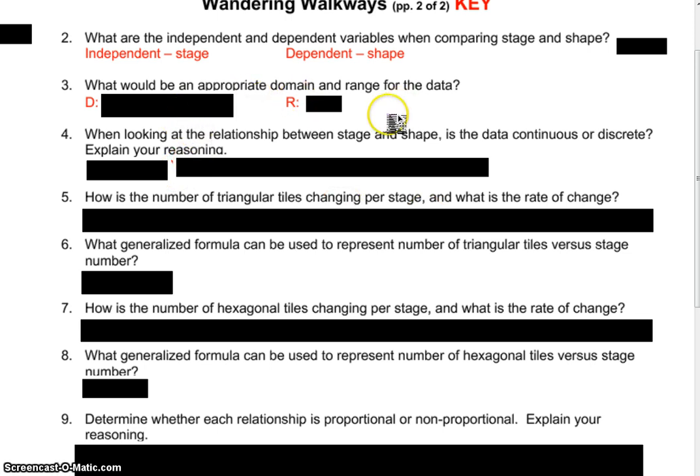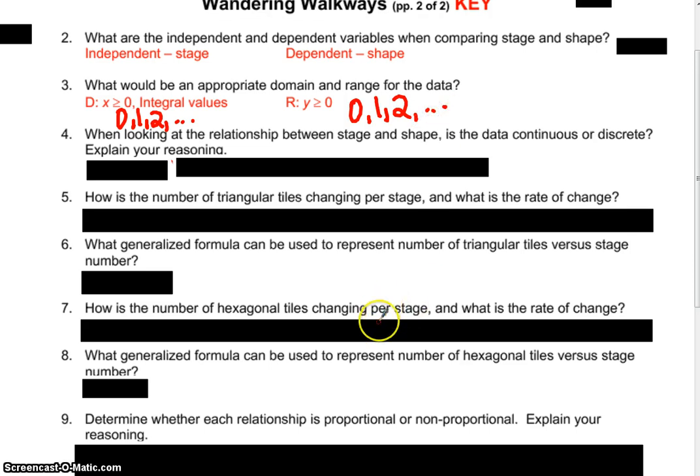An appropriate domain and range, go back and look at what's on your table. It gave you a set of pictures or a table, therefore your domain and range will probably be a list. They're going to say x is greater than or equal to 0 in integral values. That would be the same thing as a list if you went 0, 1, 2, and so on. Your range is going to be y is greater than or equal to 0. Once again, it could also be written 0, 1, 2, and so on. I like the idea of using a list on this better because they did not give me an equation. They gave me a set of pictures, and you're not going to have part of each stage.